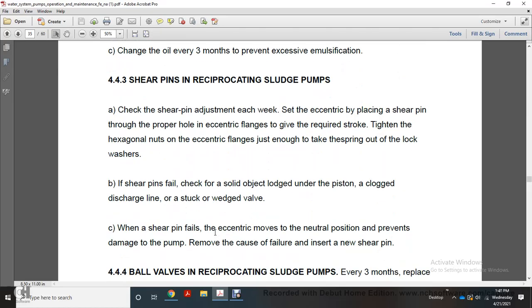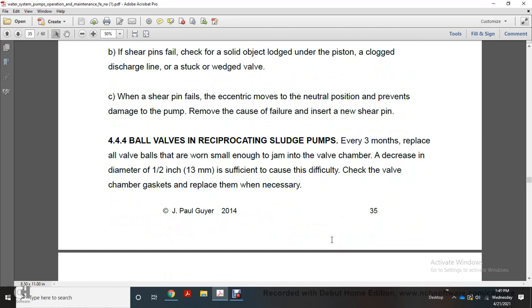4.4.3 Shear pins, reciprocating sludge pump. Check the shear pin adjustment each week. Set the eccentric by placing the shear pin through the proper hole of the eccentric flange for the required stroke. Tighten the hexagon nuts on the eccentric ring flanges just enough to take out the spring of the lock washers. If the shear pin fails, check for solid objects lodged under the piston, a clogged discharge line, or a stuck wedge valve. When the shear pin fails, the eccentric moves to the neutral position, preventing damage to the pump. Remove the cover, remove the failed pin, and insert the new shear pin.